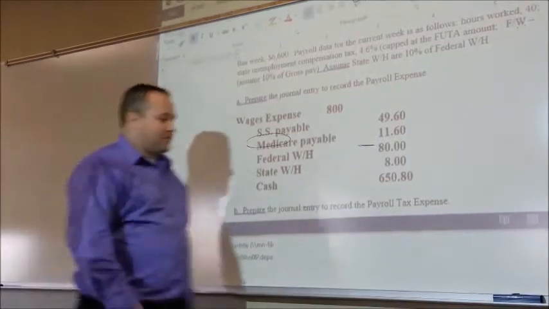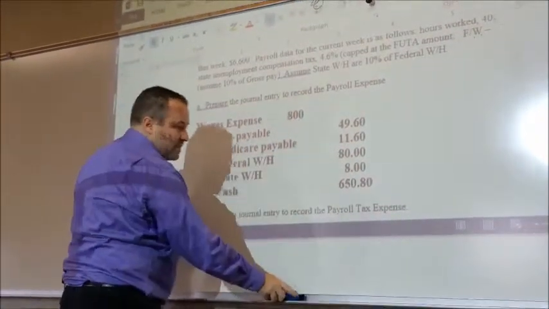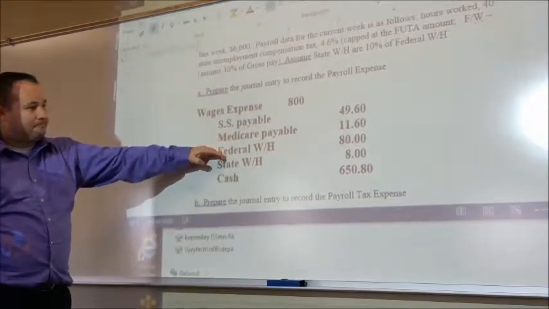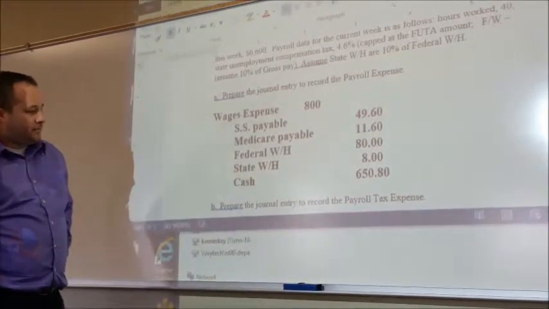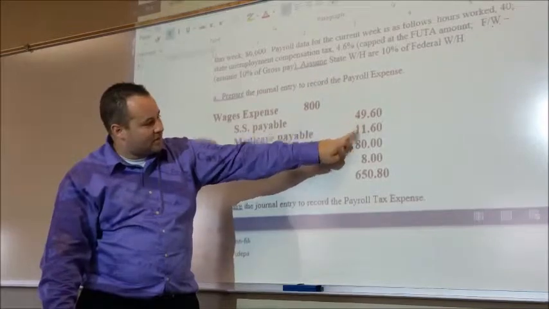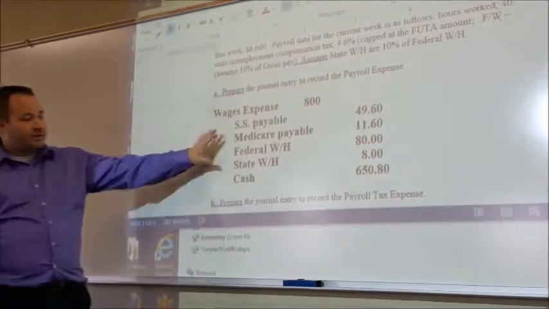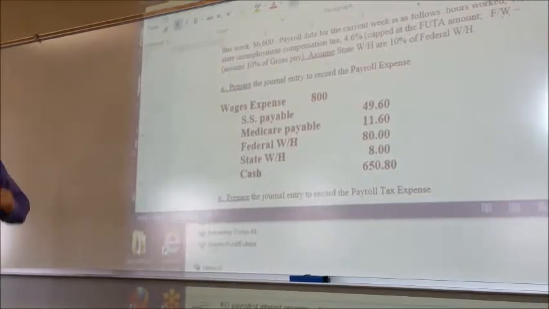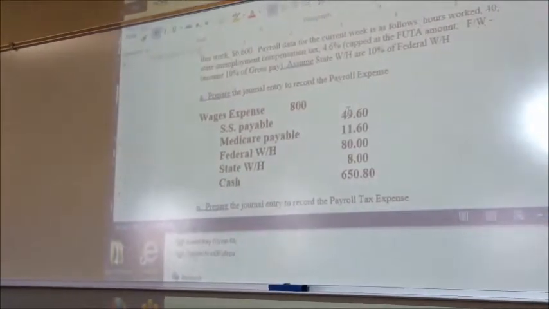So our answers are very similar to our lecture example, just because we have the same wage expense. With the same wage expense, these top 3 were the same. This one was a little different because I used a different given percentage. And we didn't have any county, so our cash was just $800 minus the 4 taxes that were taken out. This should have hopefully rung a bell that we just did something like this. So part B will be a little bit similar, but the FUTA and SUTA is going to be what's different.